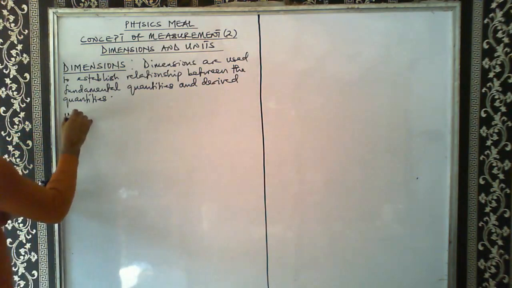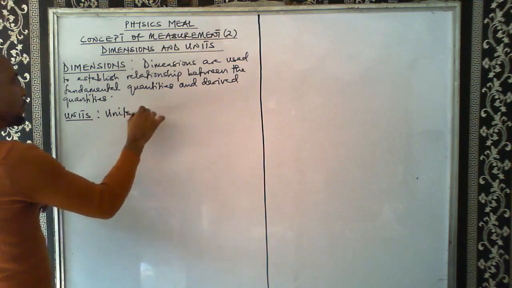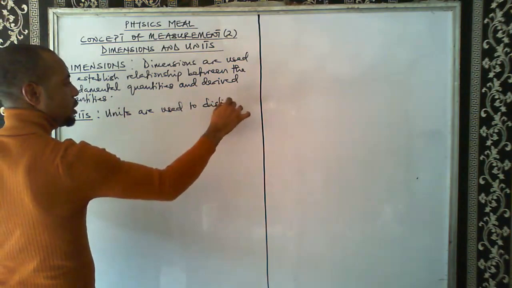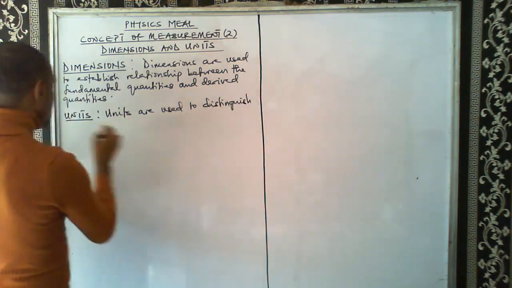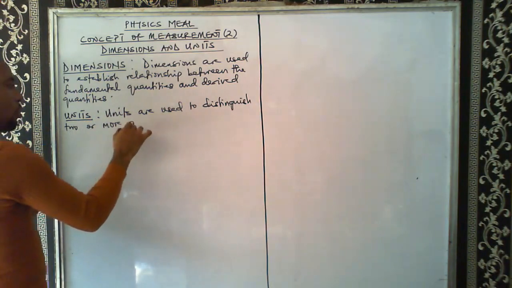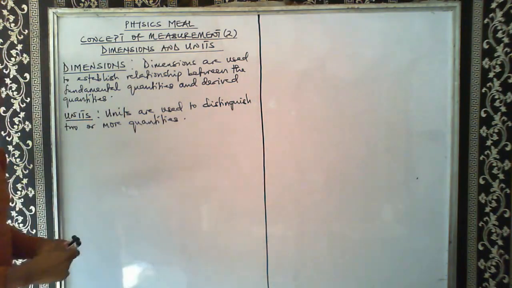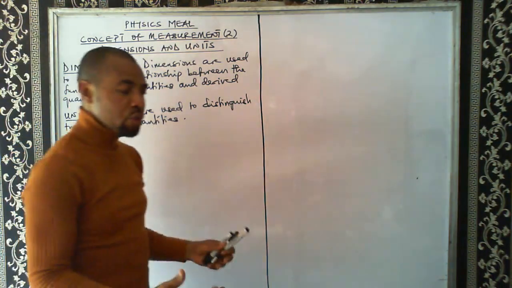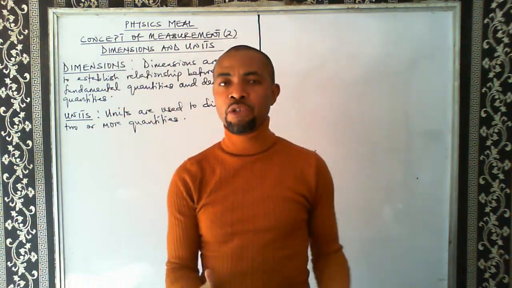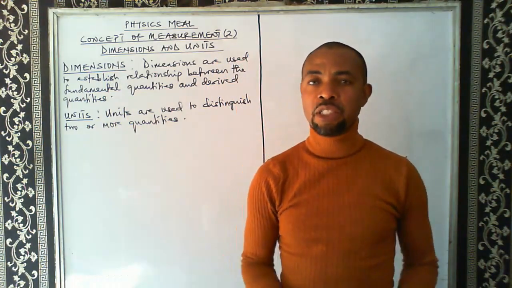So next we look at units. Units are used to distinguish two or more quantities. So when we want to establish a difference between 2 or more quantities, we use what we call what? Units. So units are used to distinguish what? Quantities. Yes, units are used to distinguish quantities.